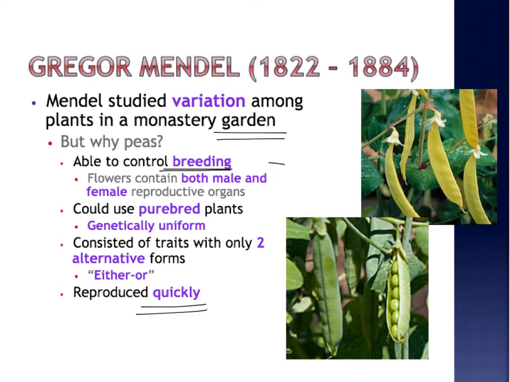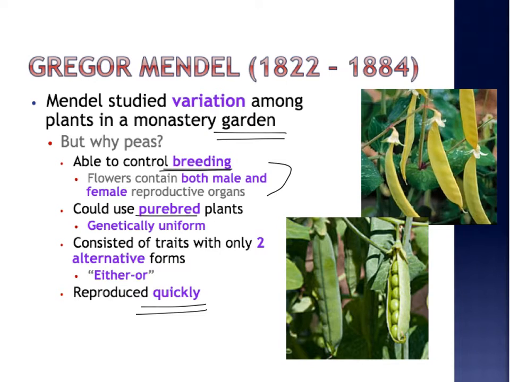Basically, flowers have both male and female reproductive organs, so he was able to control whether he let them self-pollinate, using the male and female reproductive organs of one plant, or cross-pollinate, using the male organs of one plant and the female organs of another plant, transferring the pollen there. That was super important in his experiments because he knew exactly what he was breeding.